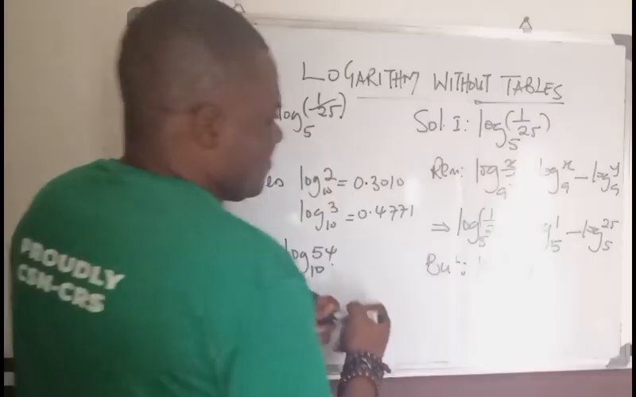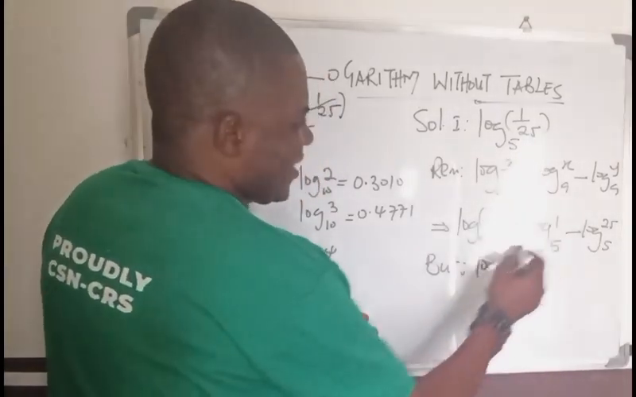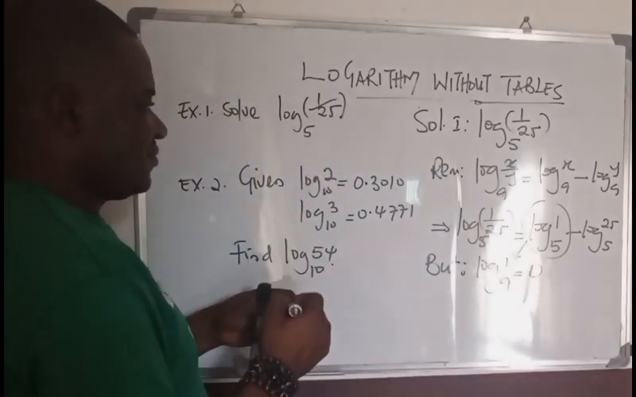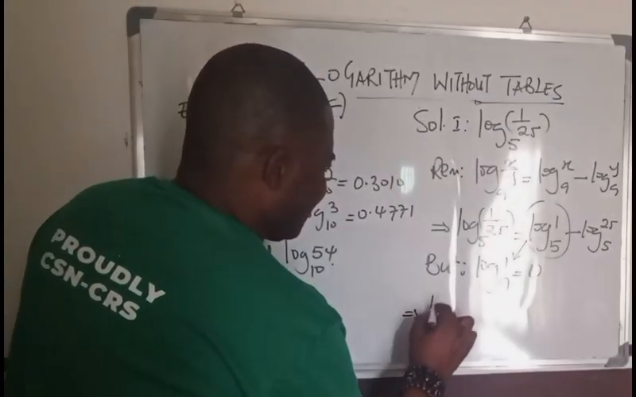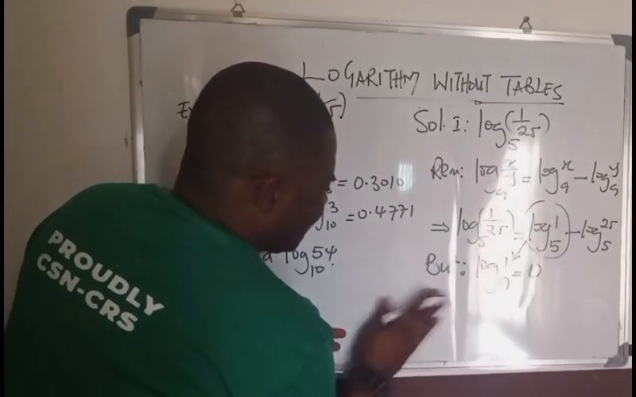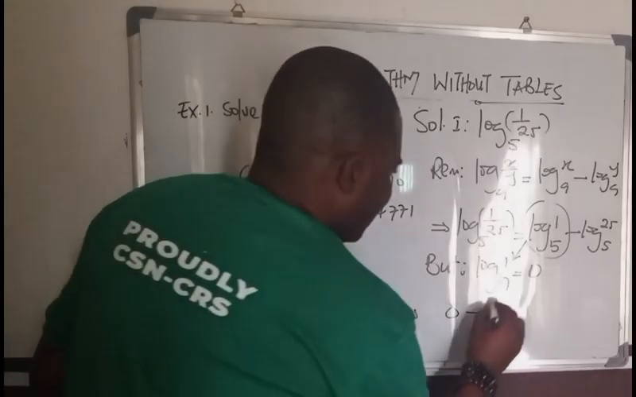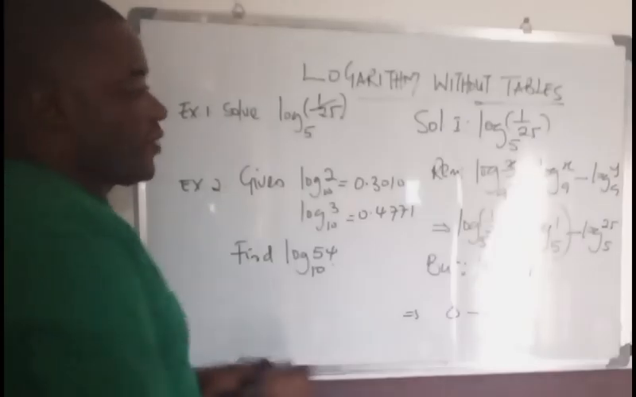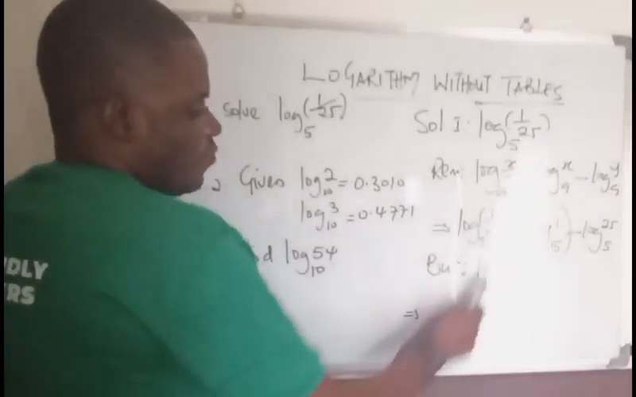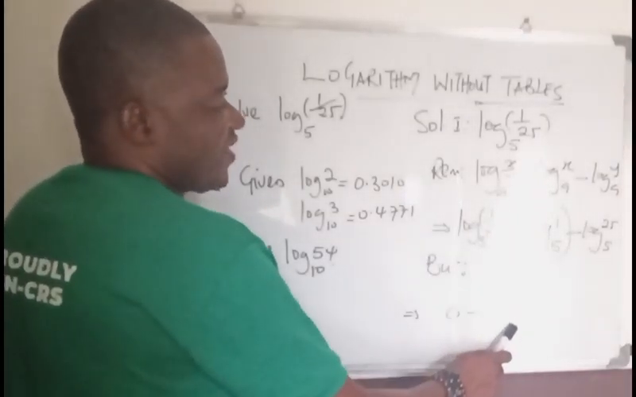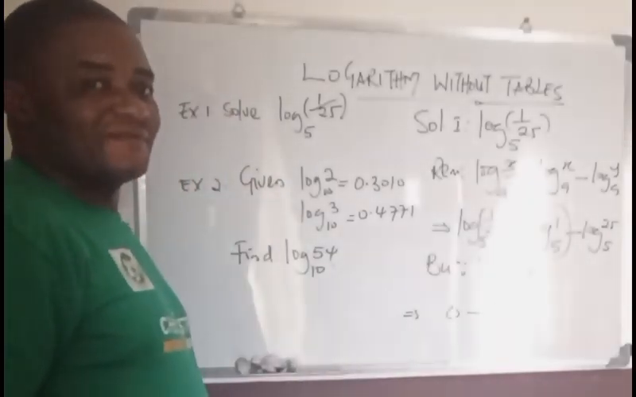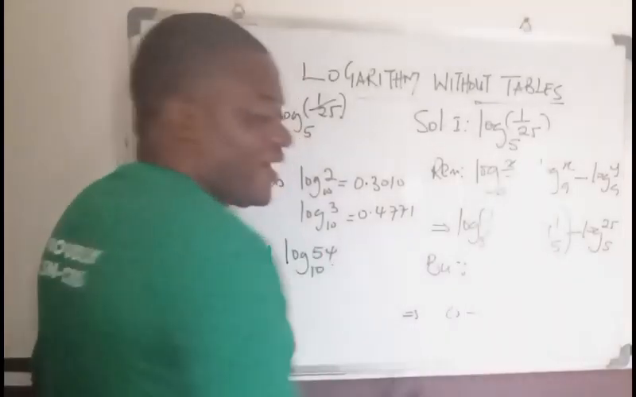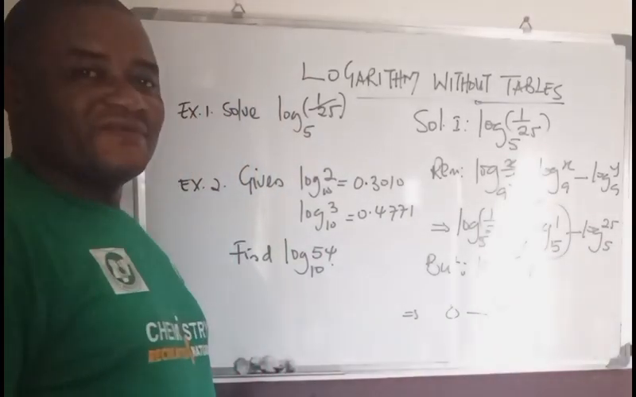Okay, then it means this will be 0. This will be likened to this. So we'll now have 0 minus the log of 25 base 5. That means this equation now will become 0 minus the log of 25 base 5. That's what it means. But the log of 25 can also be restructured.